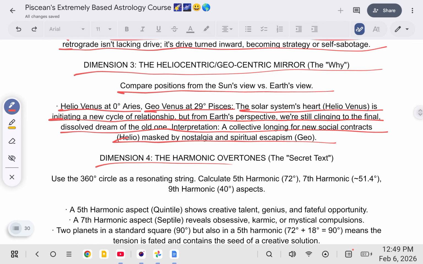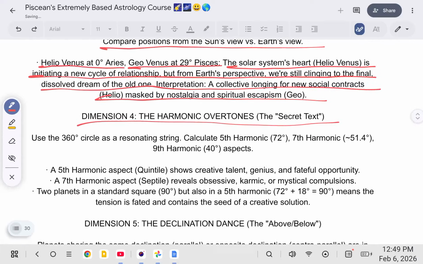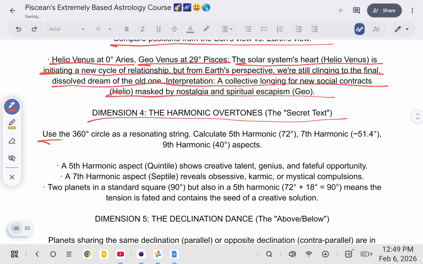Our fourth dimension, the harmonic overtones, the secret text. We use a 360-degree circle as a resonating string. Calculate the 5th harmonic, 72 degrees, 7th harmonic, 51.4 degrees, 9th harmonic, 40 degrees aspects.